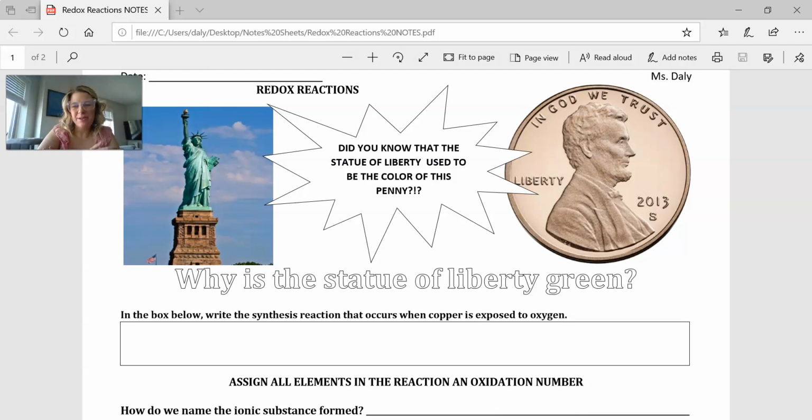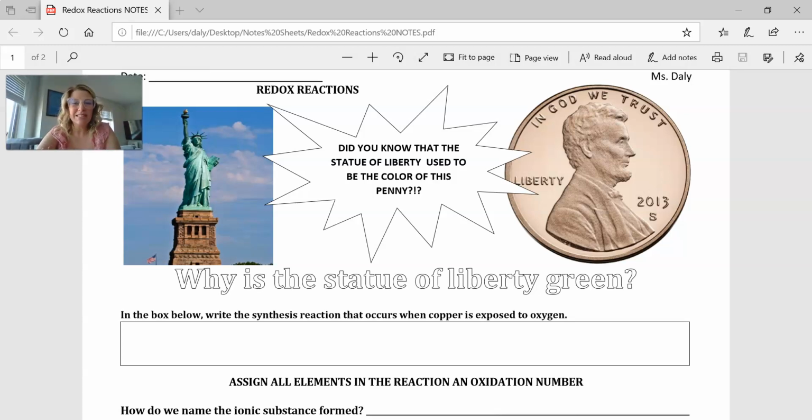Good morning, chemists, and welcome to our second lesson in our electrochemistry unit, or our redox unit. Today we're going to be taking a look specifically at what is a redox reaction. So let's go ahead and jump right in.